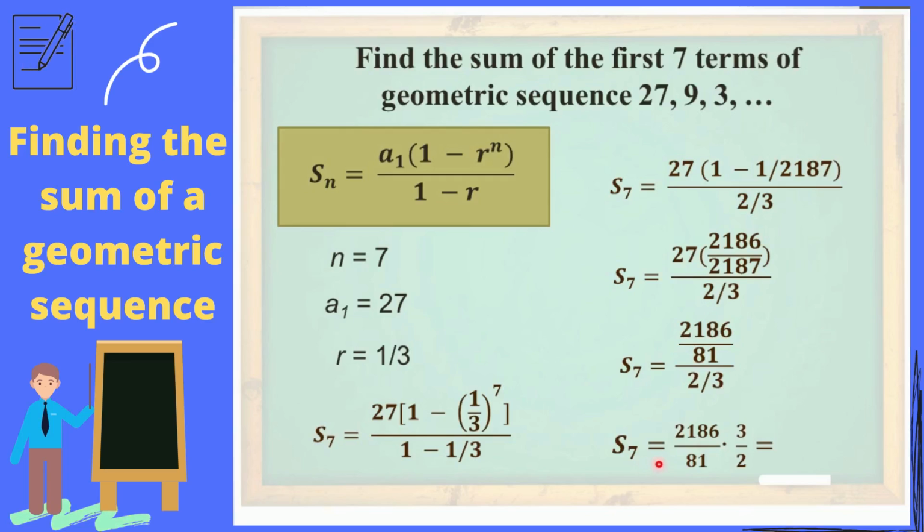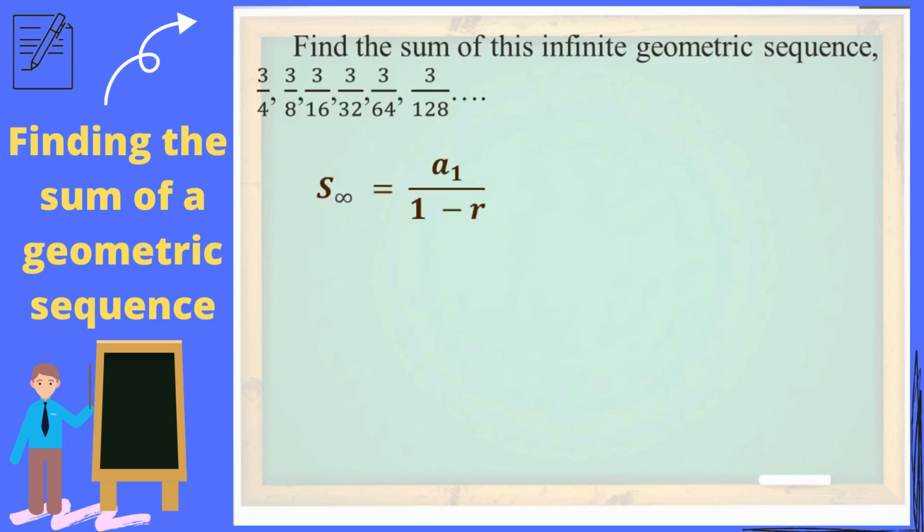So S sub 7 is equal to 2,186 over 81 times 3 halves. So how did we get 3 halves? Since this is division, we need to get the reciprocal of 2/3, which is our denominator. So the reciprocal of 2/3 is 3 halves. So 2,186 over 81 times 3 halves. And the result is 1,093 over 27. And that is the sum of the first 7 terms of the geometric sequence, or S sub 7 is equal to 1,093 over 27.